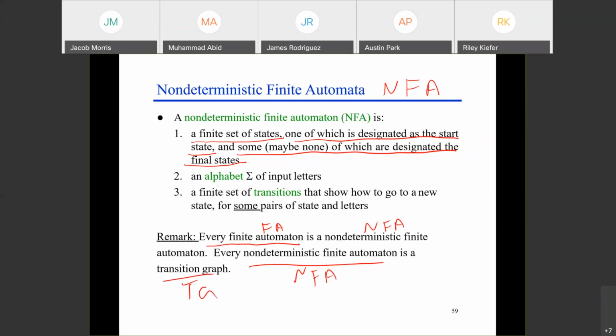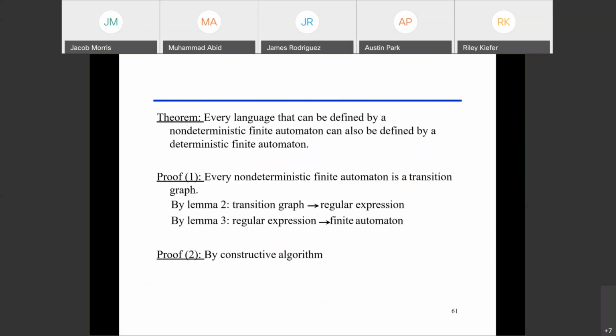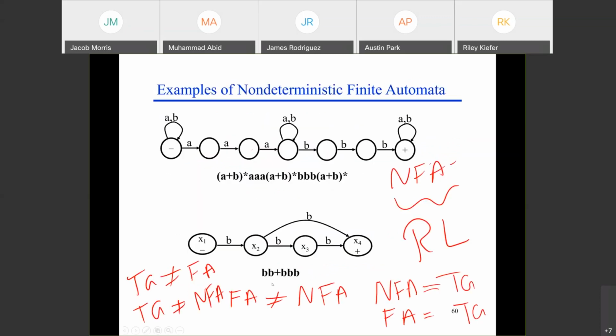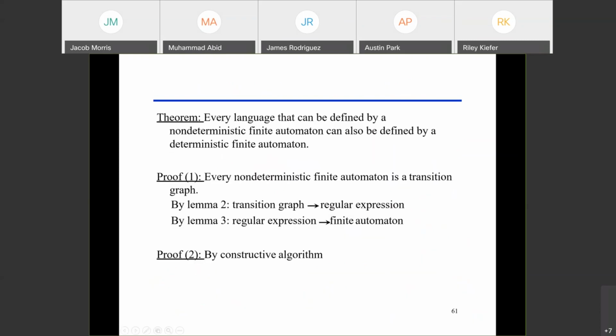So now, can I say that? I already mentioned that every FA is NFA. So if you have an FA, you can say that this is also NFA, this is also FA, this is also TG. So it meets all the requirements. Any confusion here, guys? No confusion? Okay. So now we are saying every language that can be defined by NFA can also be defined by deterministic FA. So what does it mean?